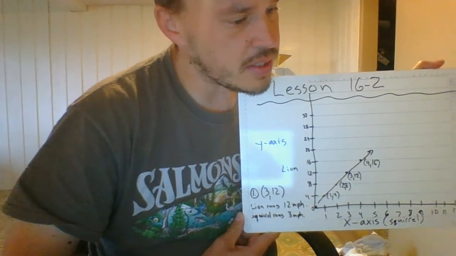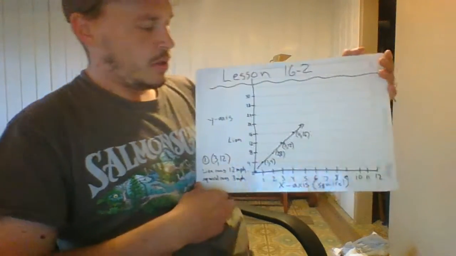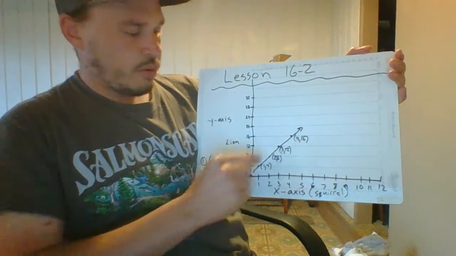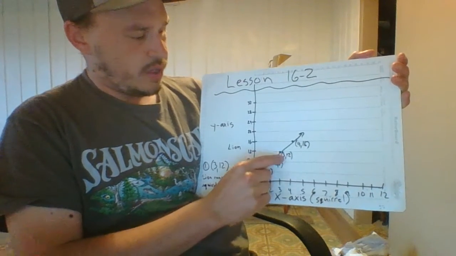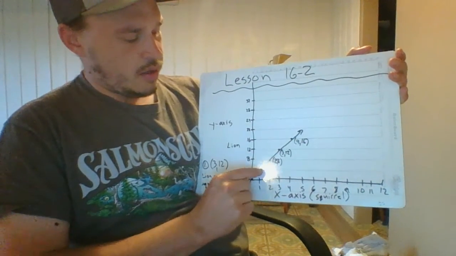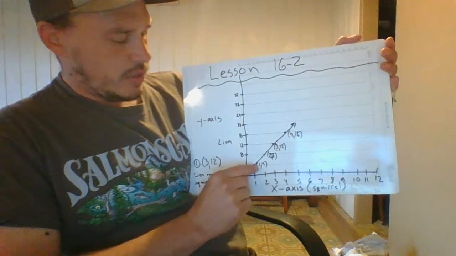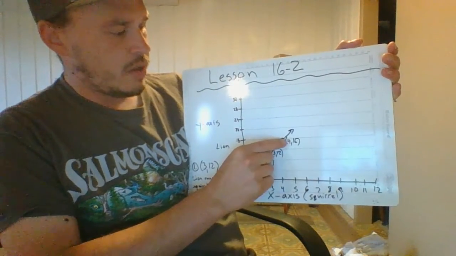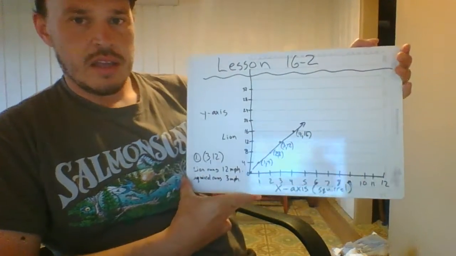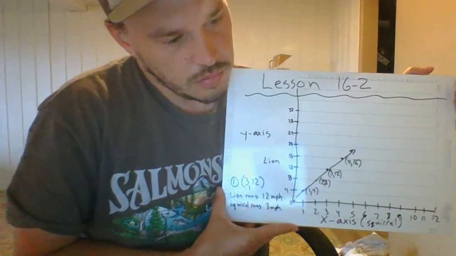Now, number two says list 2 other ordered pairs that show this relationship. I went above and beyond. I wrote 1, 4, 2, 8, 3, 12, 4, 16. Remember, the lion is 4 times as fast as a squirrel. 1 times 4 is 4. 2 times 4 is 8. 3 times 4 is 12. 4 times 4 is 16. Those ordered pairs show the relationship.